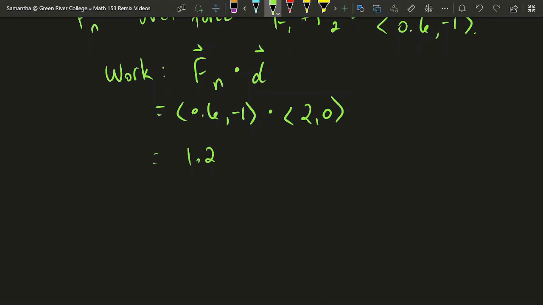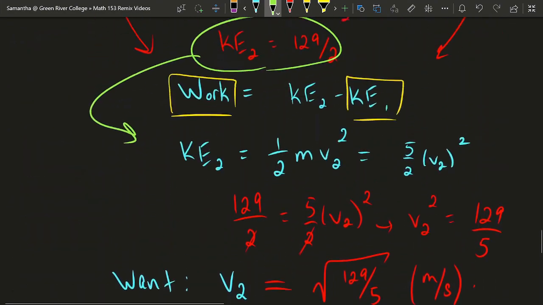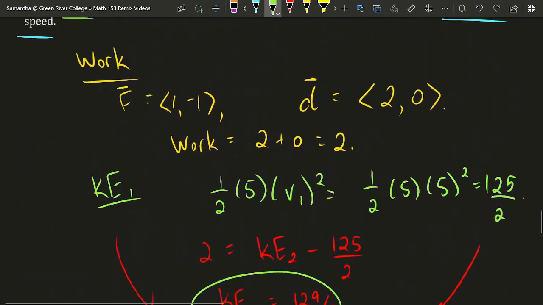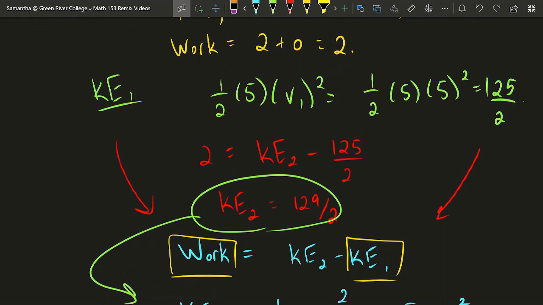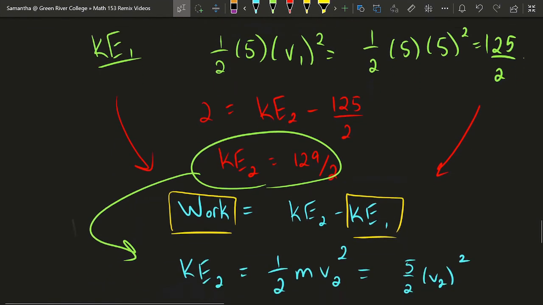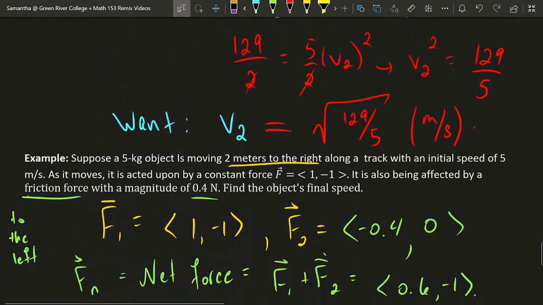From that point forward, pretty much every other part of this problem is the same. The work done is slightly smaller now because the force of friction is acting to inhibit the object's movement. But with this now modified work, all the remaining components of this problem would be identical to what it was in the previous example. I would proceed by using the initial speed to find the initial kinetic energy. I would use the work energy theorem to find the final kinetic energy. And then I would use that to find the object's final speed.